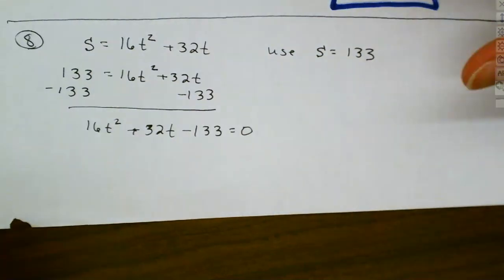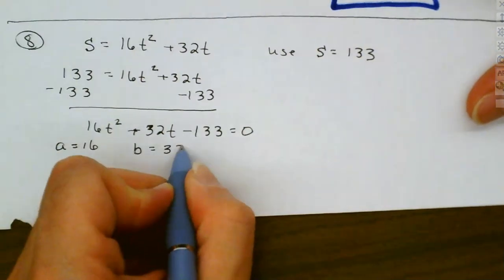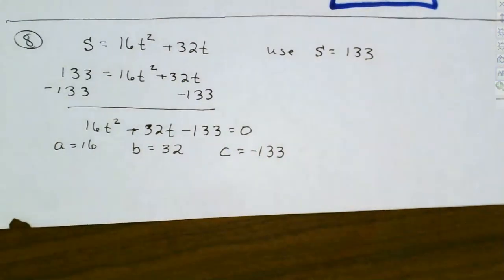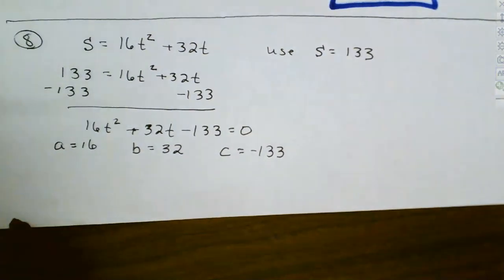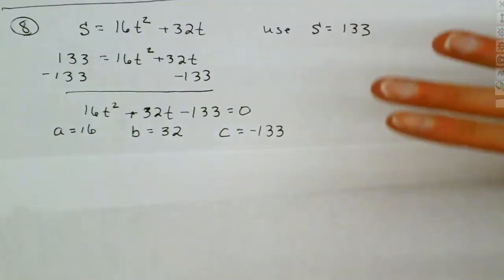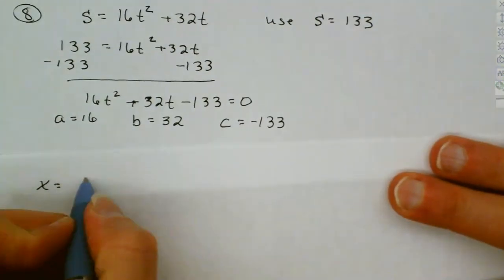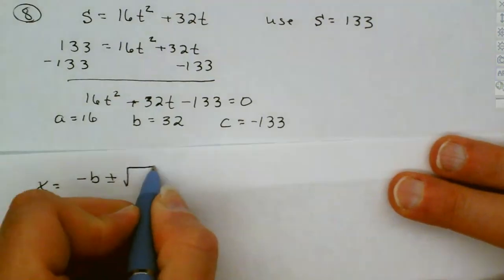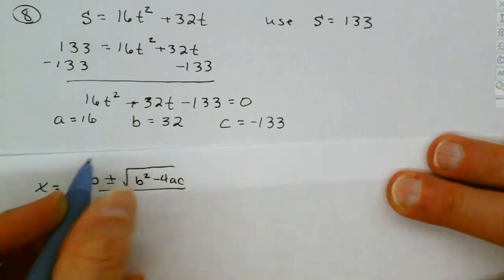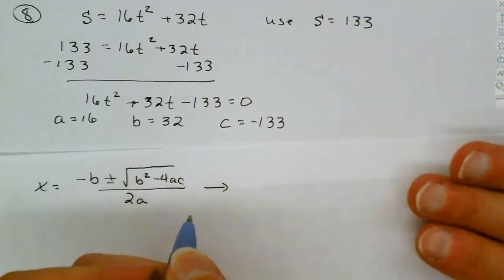It's set to 0. We're going to use our quadratic formula. So my A is 16, B is 32, C is minus 133. Okay? Apply our quadratic formula, and then I'll let you finish it. So I'm going to put it in the quadratic formula. So x equals minus b plus or minus the square root of b squared minus 4ac all over 2a. I'm going to plug the values in, and you can finish it.